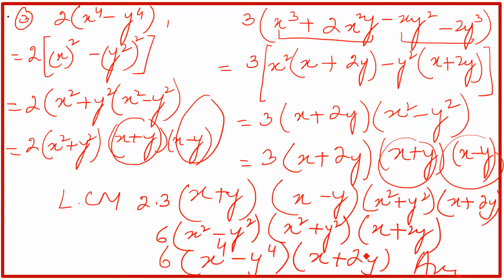This is the LCM. Again, in LCM, you have to write down common only one time and you have to write down the remaining as well. But what is the HCF? HCF is x plus y multiplied by x minus 1, x minus 1. Whatever is common is the HCF.